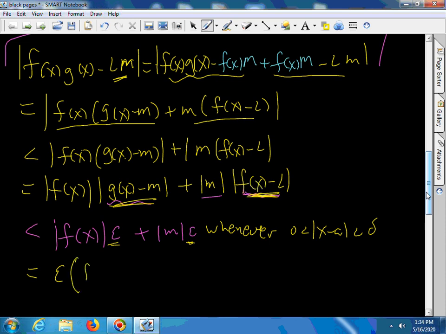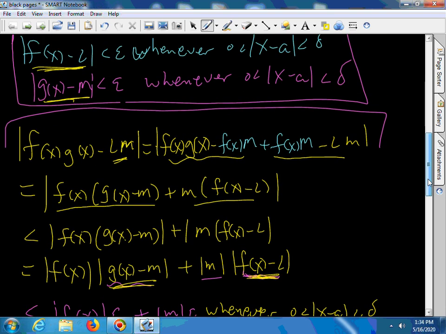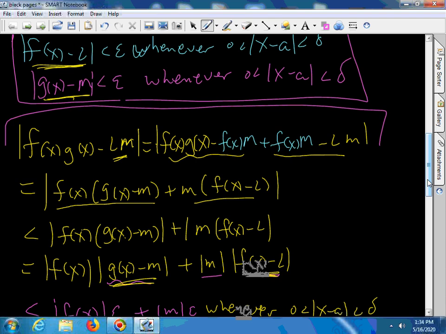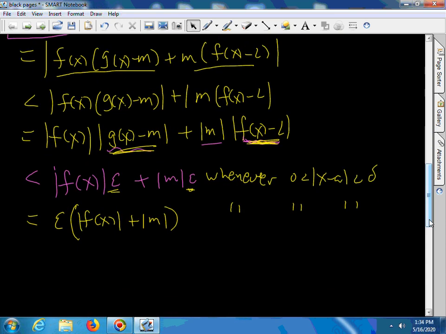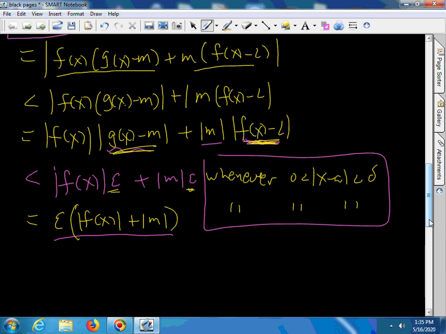And then I get the absolute value of f of x plus m, the absolute value of m. And this is true. So what we have right now is that this piece right there is less than or equal to this whenever this is true. Just starting to look good.